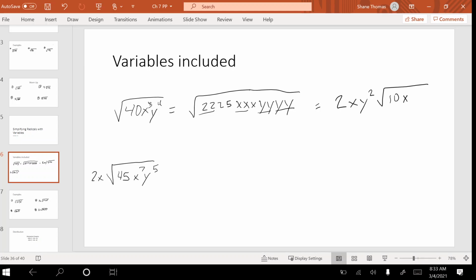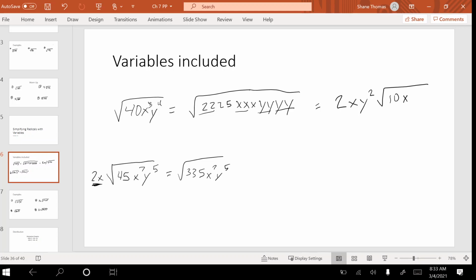So, 45. What's 45 break down to? 5 and 9. 9 is 3 and 3. Okay? So, again, I'm just going to kind of ignore this guy for right now. Just like I told you before, go ahead and ignore what's on the outside. Bring it in the last step. So, I have on the inside, 45 is 3, 3, and 5. And I'm not going to break down this x and y if that's all right with you guys.